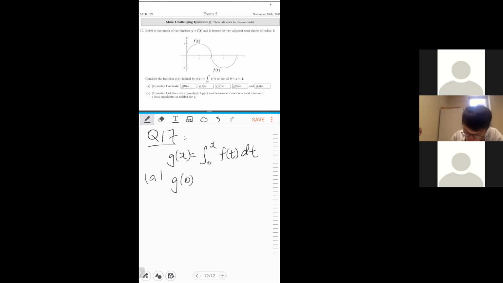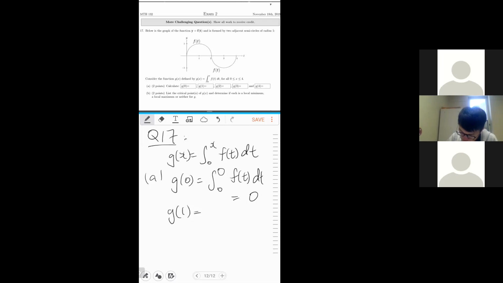Okay, so what is g of 0? When I put in 0, the lower limit is always 0, and the upper limit is 0 in this case. So what is the integral of f of t from 0 to 0? What happens when the lower limit and the upper limit are the same? If they are the same, then the integral will become 0.